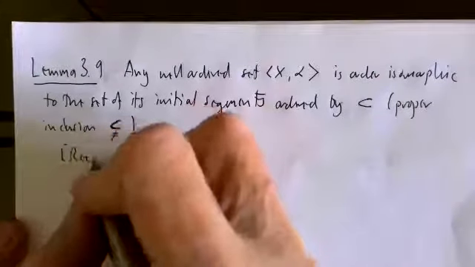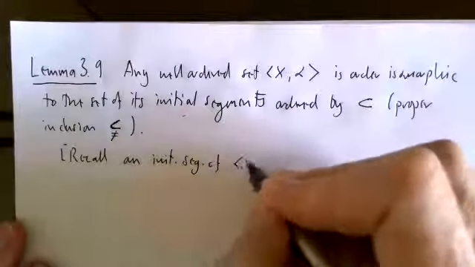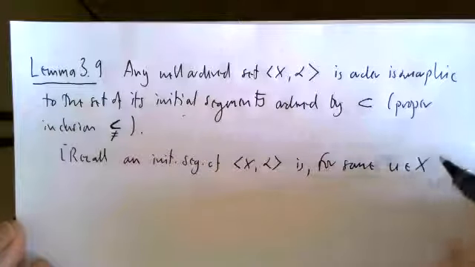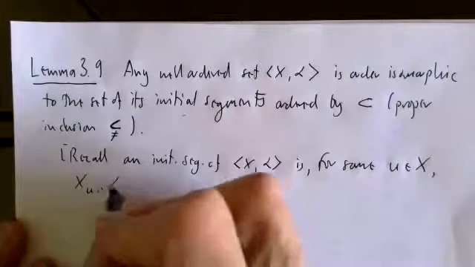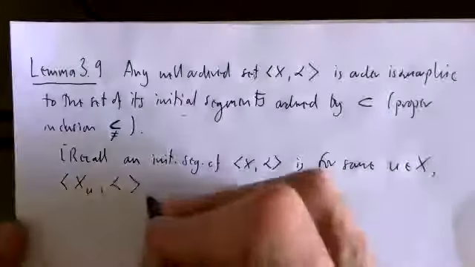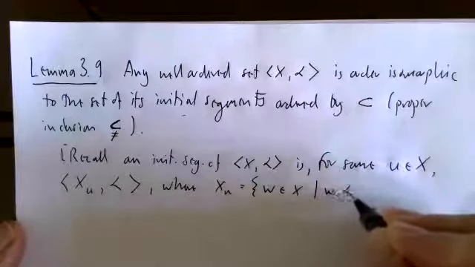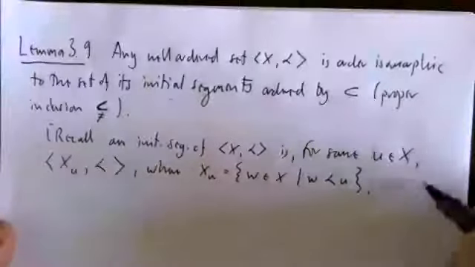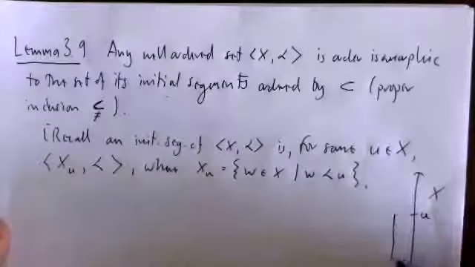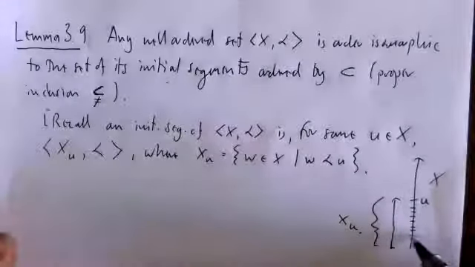So recall an initial segment is, we pick some u in X, and it's of the form X_u with the less than, and X_u is everything that's earlier than u. So this is the w's that are in X, where w comes before u. And there's an obvious picture here. Here's X, here's some u, and then here is X sub u, right? Consisting of these w's down here.